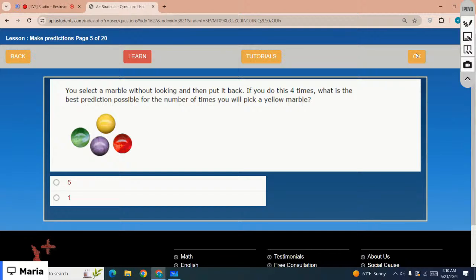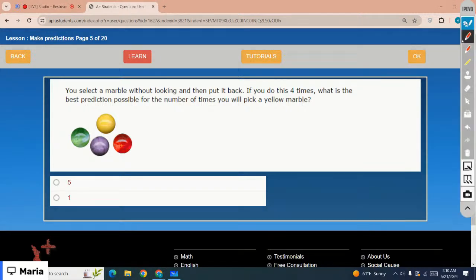You select a marble without looking and then put it back. If you do this 4 times, what is the best prediction possible for the number of times you will pick a yellow marble? So you have a total of 4 marbles, right? And the probability of blue is 1 out of 4. Sorry, the probability of yellow is 1 out of 4.